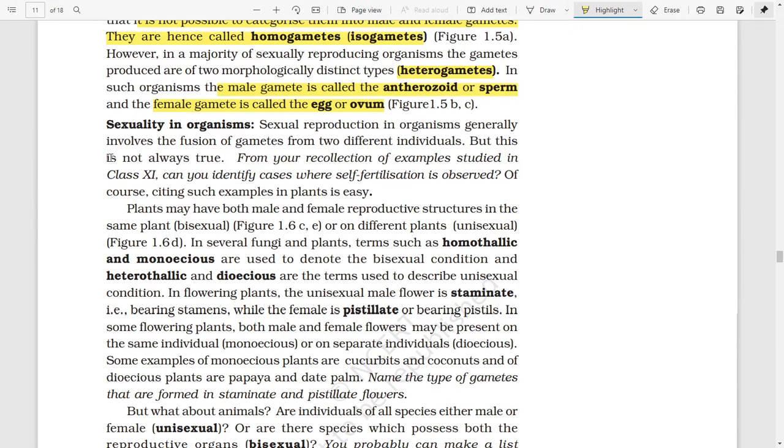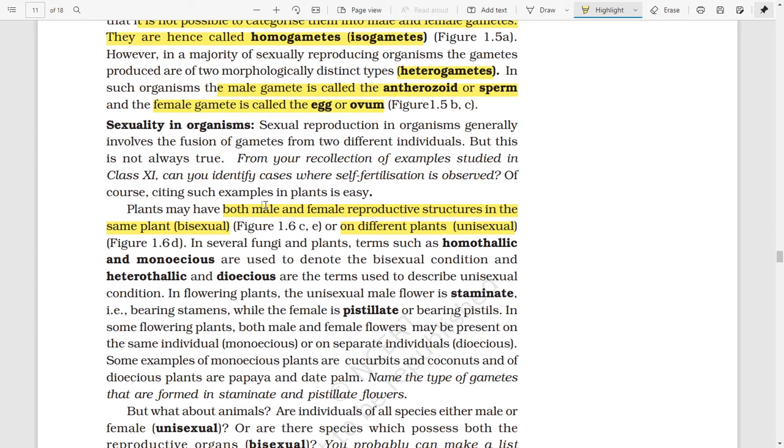Sexuality in organisms. Sexual reproduction in organisms generally involves the fusion of gametes from two different individuals, but this is not always true. From your recollection of examples studied in class 11, can you identify cases where self-fertilization is observed? Of course, citing some examples in plants is easy. Plants may have both male and female reproductive structures in the same plant, bisexual, or on different plants, unisexual. Male and female on the same plant is known as bisexual, and on different plants is known as unisexual.